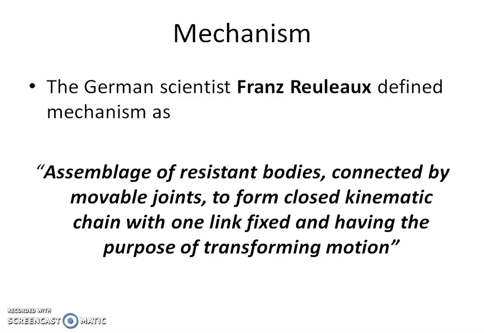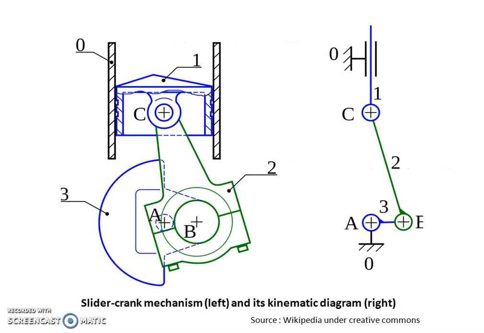So a mechanism is again an assemblage of resistant bodies connected by movable joints, but here the joints are connected so that a closed loop or chain is formed and one link is fixed, which forms the frame of reference for the others. The purpose is to transform motion. Here is an example. The translatory motion of the piston in this slider crank mechanism is converted into rotary motion of this crank over here.